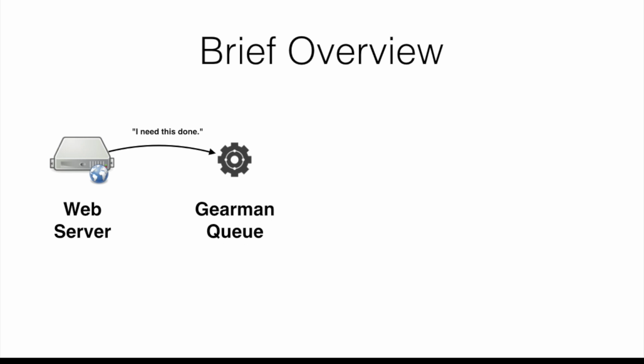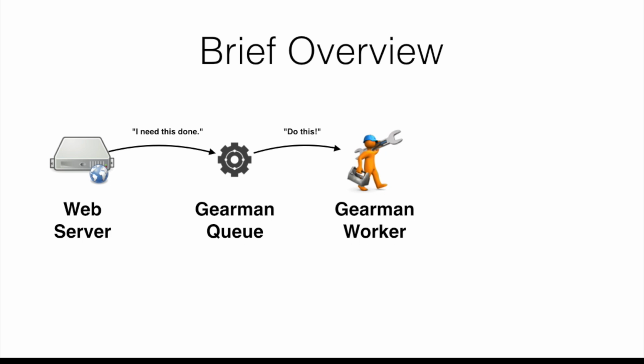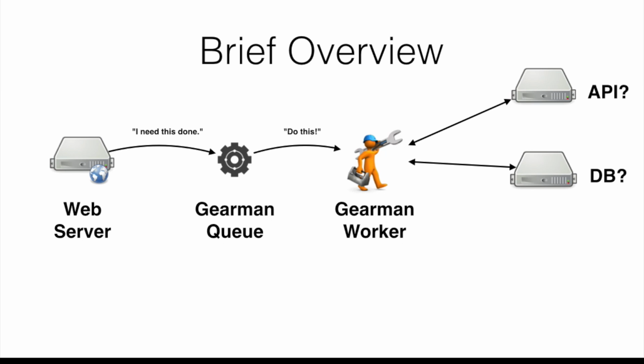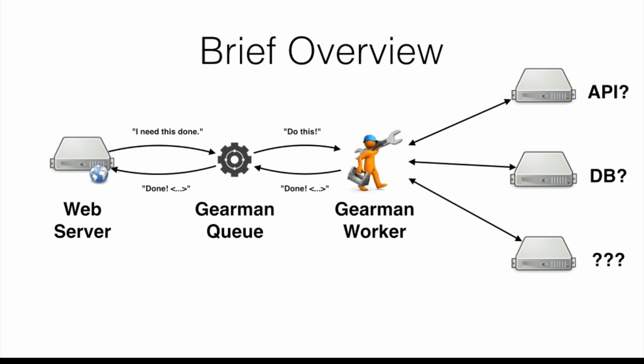That web server can put a job request in a Gearman queue saying, hey, I need this work to be done. That Gearman queue will find a Gearman worker process that will do the work, and that work could involve talking to an external API, reading and writing from a database, or doing anything else such as image processing or whatever it is your application needs. The worker will report back that it's done and could give a status message, and the server will report back to the web server.